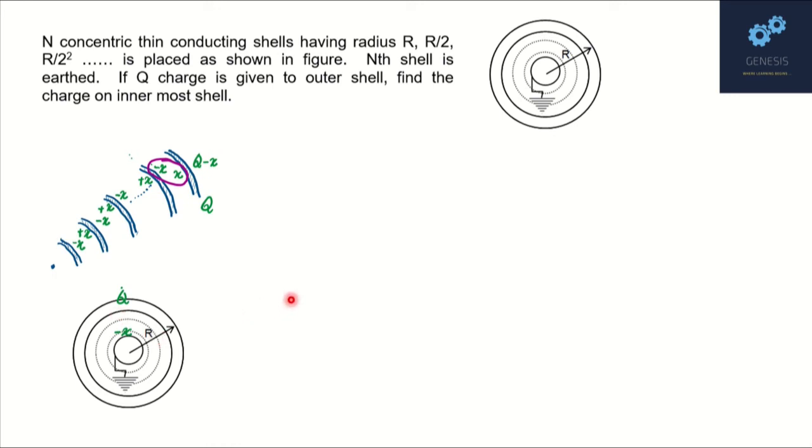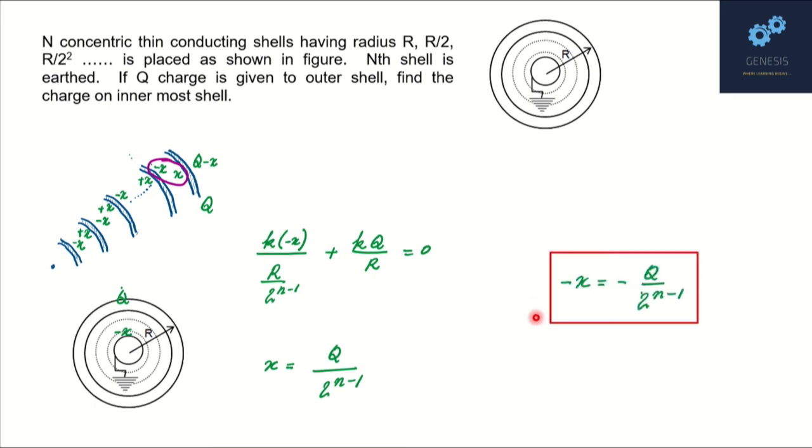Going ahead, here there are only two terms and the equation will simply be like this. This first term that you see is potential due to its own charge minus X. And the second term is the contribution due to this outermost shell at the location of the inner shell. When we add both the contributions, we get the answer is 0. Solving this, we get X is equal to Q divided by 2 power n minus 1. And therefore the charge on the innermost shell, the answer, is actually minus X, which is minus Q divided by 2 power n minus 1.